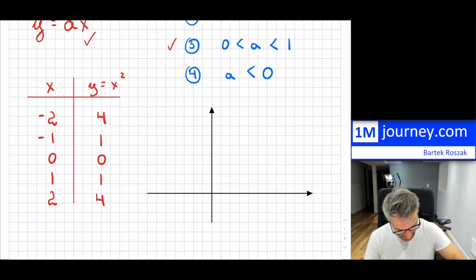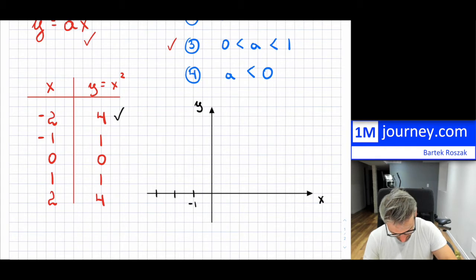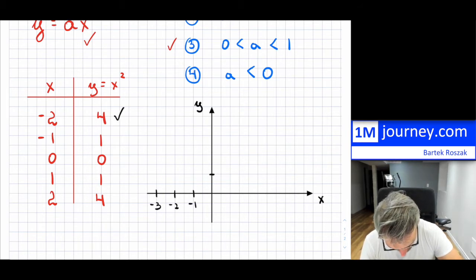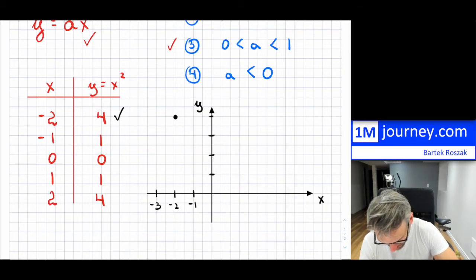So here is my x, here is my y. If I'm plotting that out, let's say 1, 2, 3, and these ones are negative. All right, so this is what we have. At -2, I'm going to see, 1, 2, 3, and 4. So the first one would have been right there. So that's the first point.